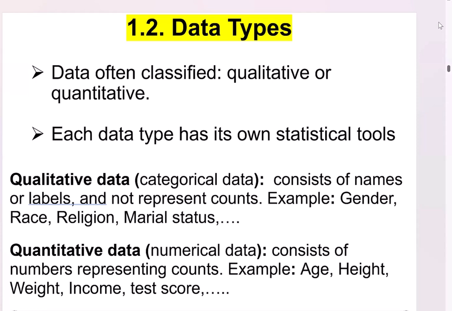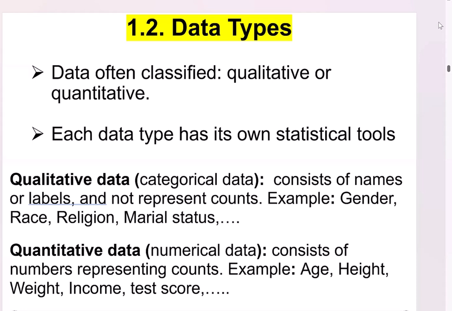For qualitative data, sometimes we call it categorical data, the data consists of names, labels, and importantly, it does not represent counts. For example, we talk about gender, male, female. It's just a name label, right? Male, female, race, Asian, white, black, names label, right? Not represent count. Religion, Christian, Buddhism, Muslim, marital status, married, single, divorced.